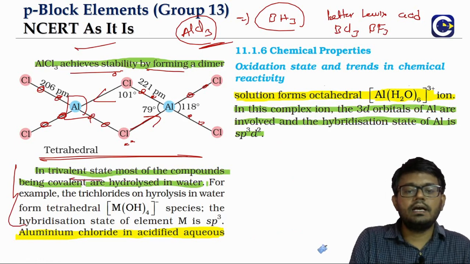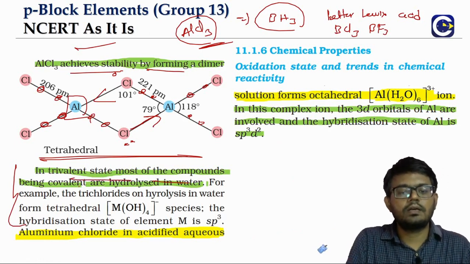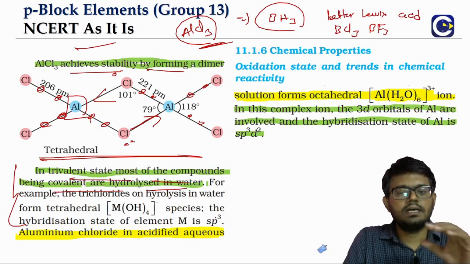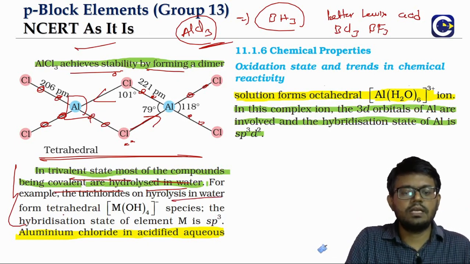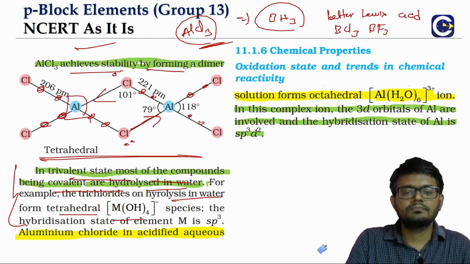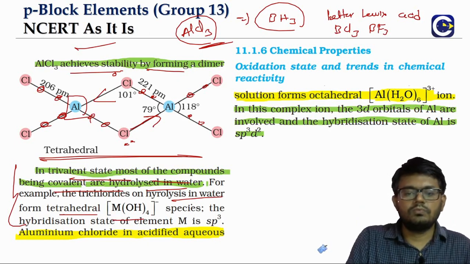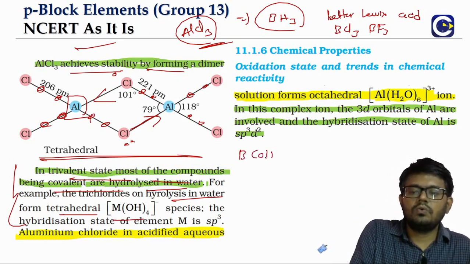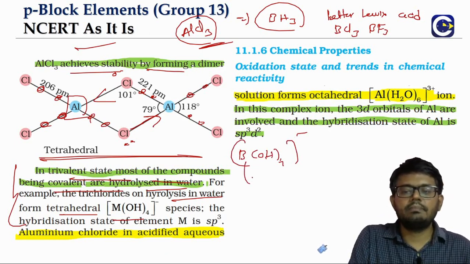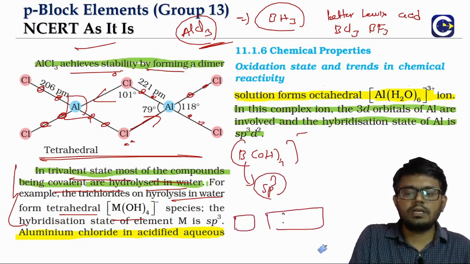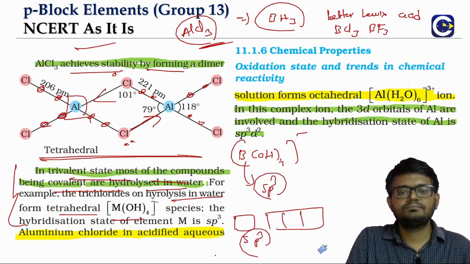boron chloride or boron fluoride. And if you look at the trivalent state of these compounds when you are dissolving them in water, as we said, these will have covalent characteristics, they will get hydrolyzed. Hydrolyzed means the substance reacting with water. So boron can form a tetrahedral ion, BOH4 minus. Here the hybridization will be sp3.